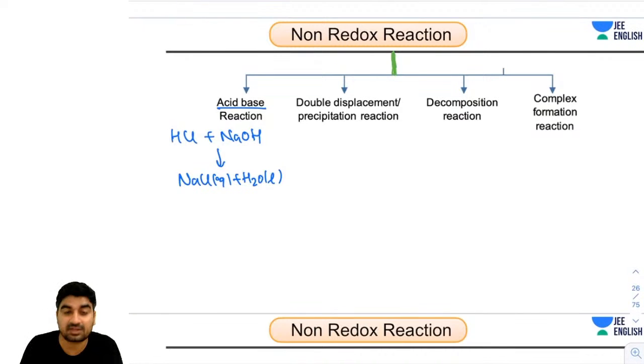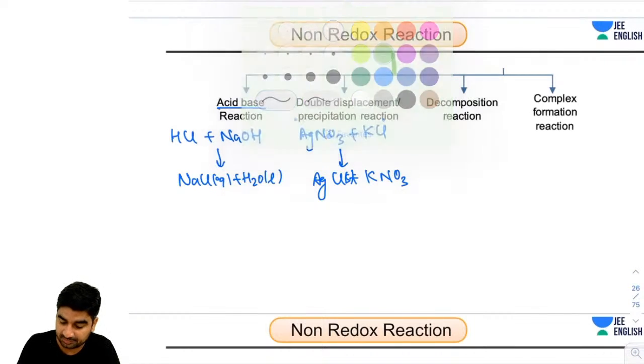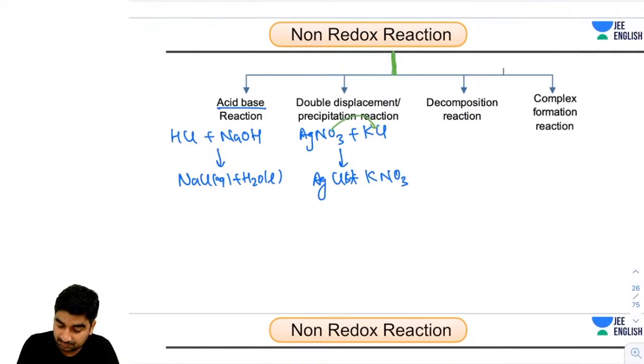And what is a double displacement reaction, guys? Tell me, what is a double displacement reaction? If I am writing AgNO3 plus KCl, the reaction will give me AgCl, and this AgCl is solid. So guys, in double displacement, chloride ion is displacing nitrate ion. So in all these reactions, there will be no change in the oxidation state. That's why they are called non-redox.